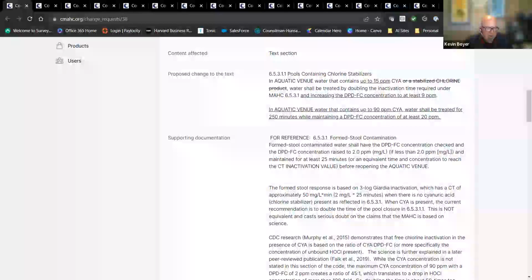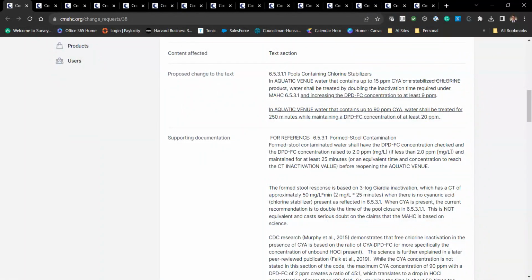Okay, so this is now essentially updating the formed stool contamination section to utilizing that same information. And I hope I'm not oversimplifying, but that's how my mind works. Yeah, I think that's accurate. It's just trying to update the Giardia formed stool response to match the crypto unformed stool response. Yeah, same science, same CT values. Okay.